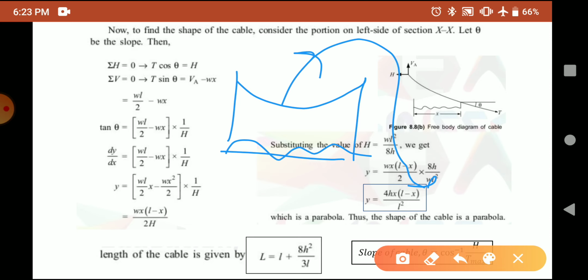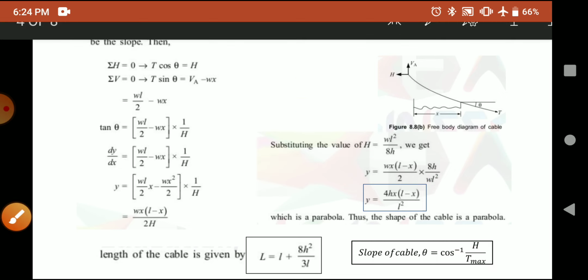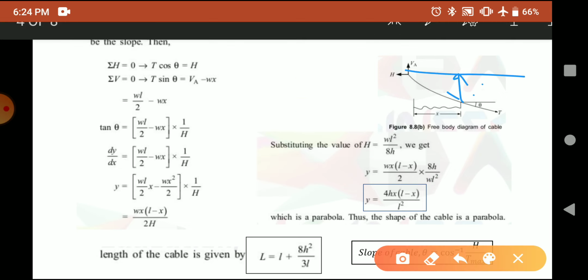y is the dip at any distance, say x, from this end. Okay, or you can write it here. This is the value of y at a distance x from end A, and h is the central dip or the maximum dip occurring to the cable. So 4hx into L minus x by L square. This is an important derivation which is normally asked in the university question. How can we prove that the shape of a cable is parabola in case of a uniformly distributed load? Okay, so you have to learn this derivation.